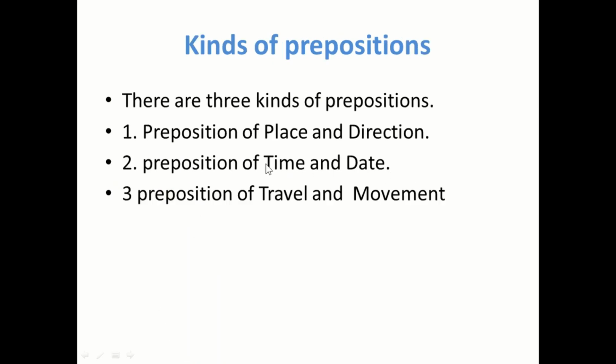Kinds of prepositions. There are three kinds of prepositions. Number one, prepositions of place and direction. Number two, prepositions of time and date. Then number three, we have prepositions of travel and movement.